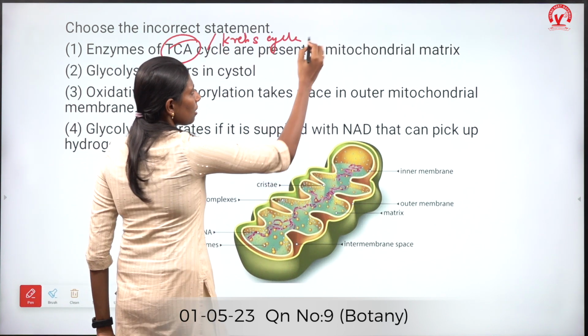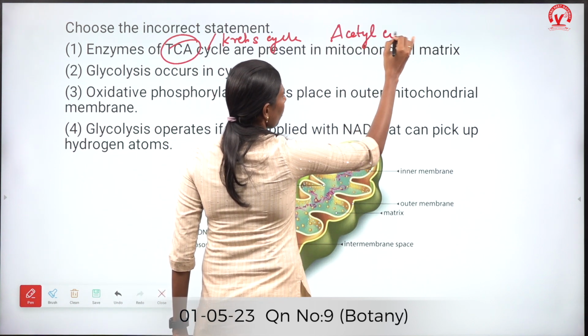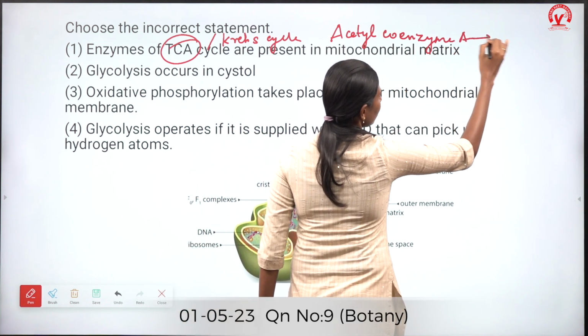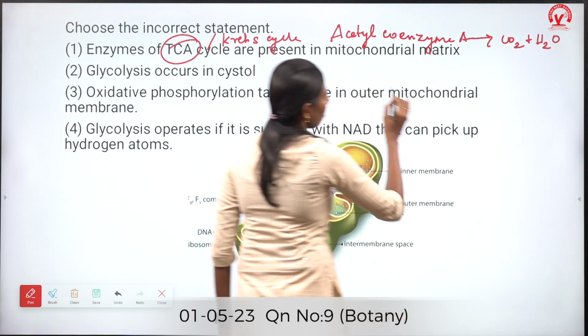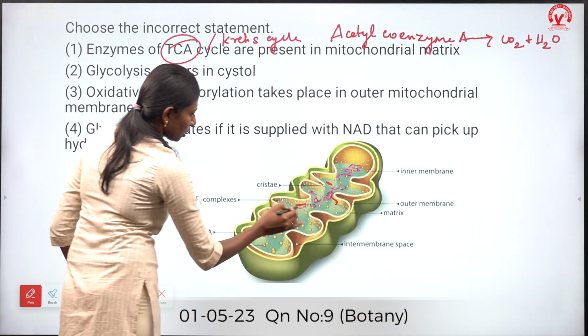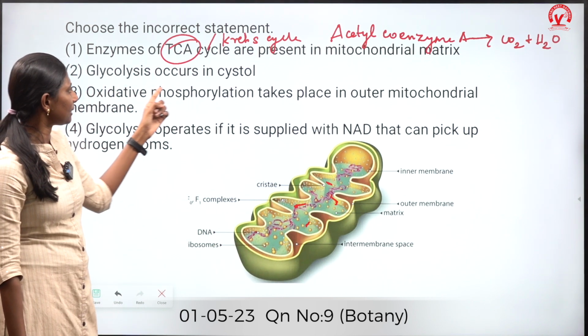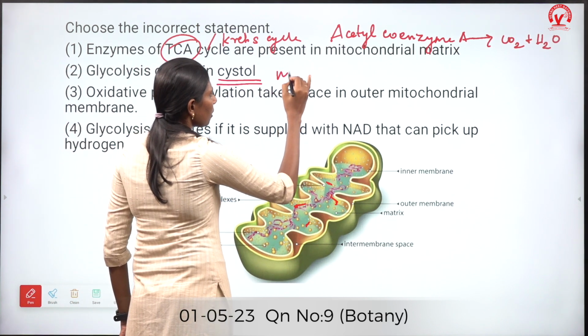During the Krebs cycle, acetyl coenzyme A gets converted into carbon dioxide and water in the mitochondrial matrix. This portion is called the mitochondrial matrix. The second point is glycolysis occurs in cytosol. Cytosol means the matrix of the cytoplasm.